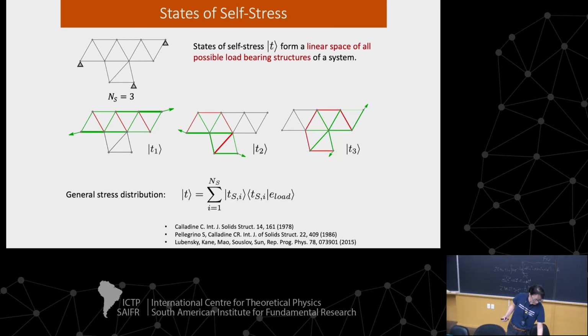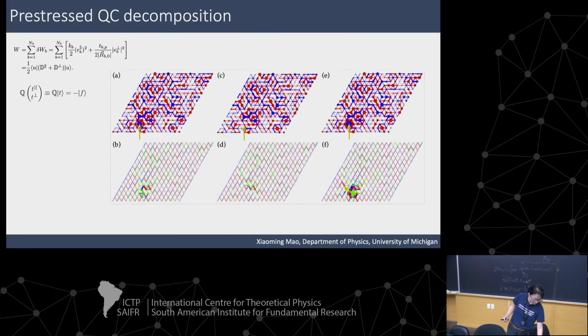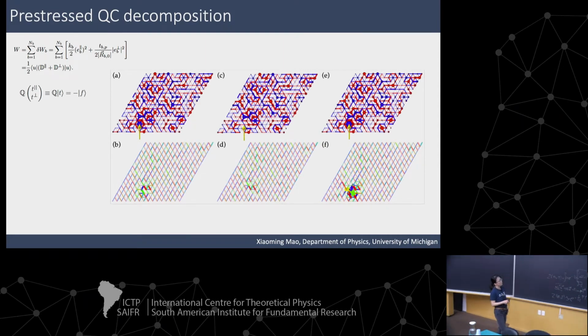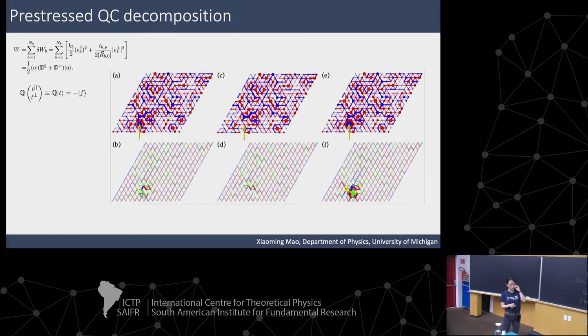Then just to finish this part, I would like to mention another new paper we wrote. I forgot to add the reference, but anyway, it's our work on pre-stressed elasticity, and we propose that you can still use these Q and C matrices when the system has pre-stress on it.